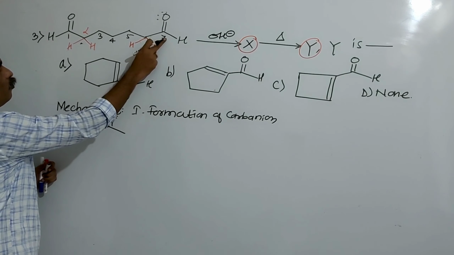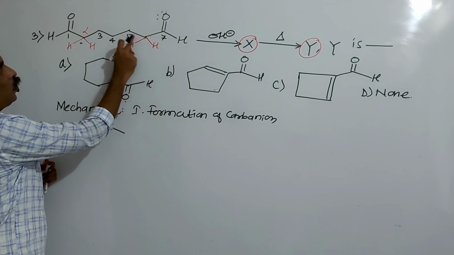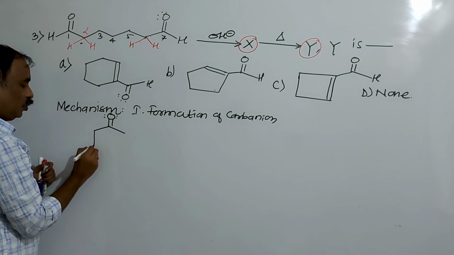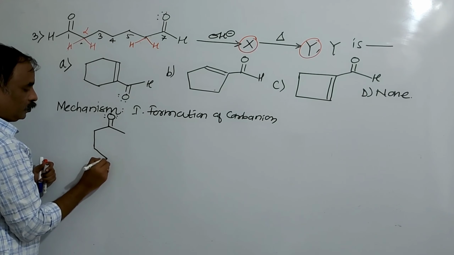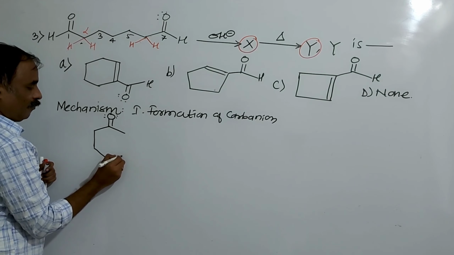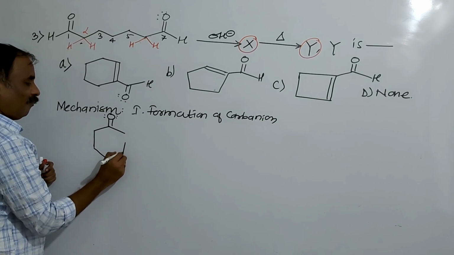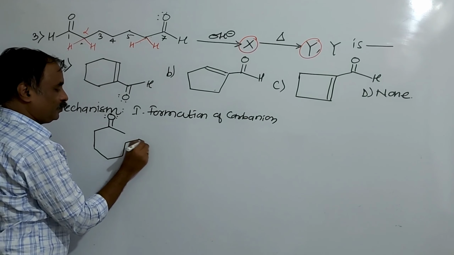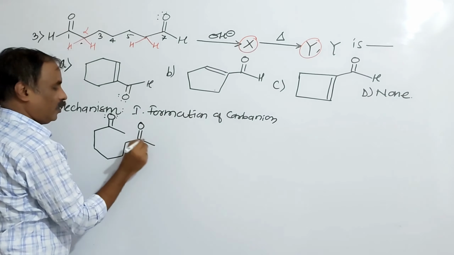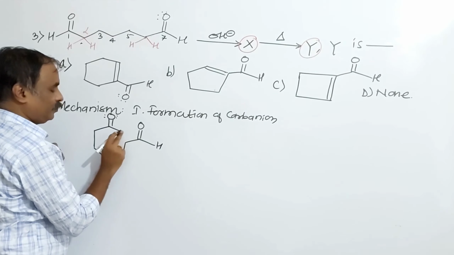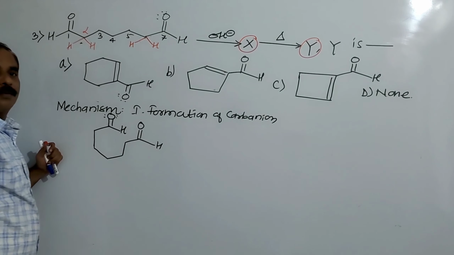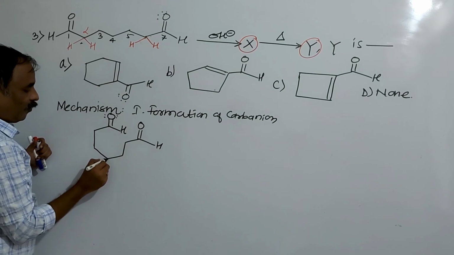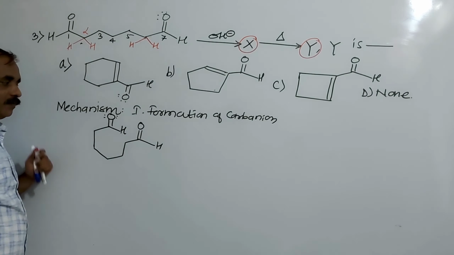Here it is a carbonyl group. 1, 2, 3, 4, 5 carbon, and then the aldehyde group. It is like this. The total number of carbon atoms is 7: 1, 2, 3, 4, 5, 6, 7.